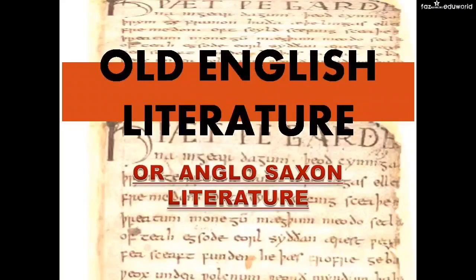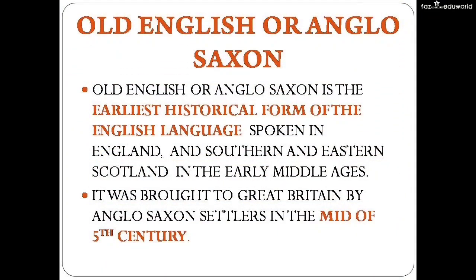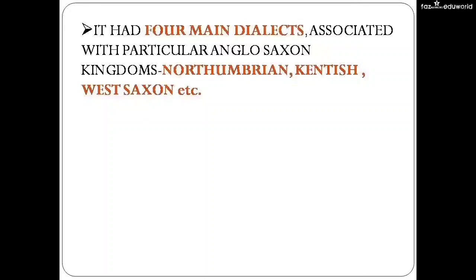In this video, I would like to discuss Old English literature or Anglo-Saxon literature. Old English or Anglo-Saxon is the earliest historical form of the English language spoken in England and southern and eastern Scotland in the early Middle Ages. It was brought to Great Britain by Anglo-Saxon settlers in the mid 5th century. It had four main dialects associated with particular Anglo-Saxon kingdoms: Northumbrian, Kentish, and West Saxon.